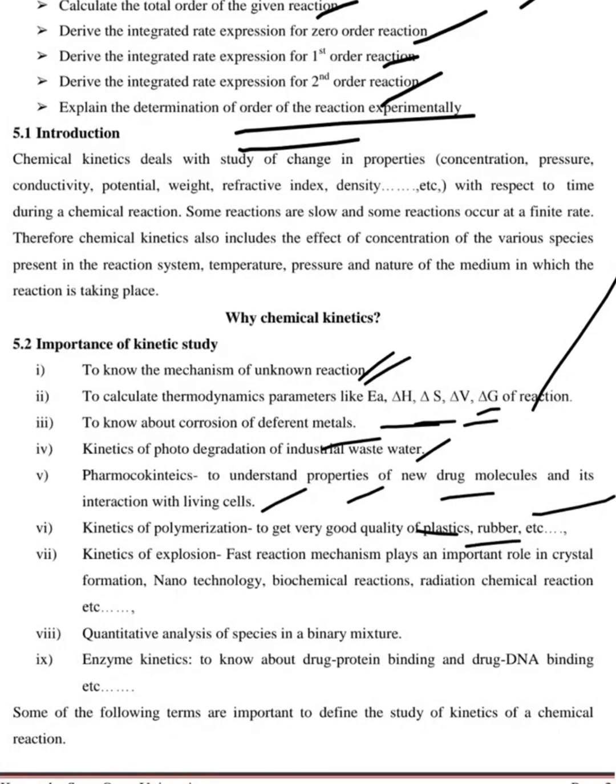Go through that. And the last one, which is also very important, is enzyme kinetics, to know the drug protein binding. You are going to identify the drug interaction with the protein. Protein is nothing but amino acids. It has interaction with the drug molecule. And also drug and DNA binding interaction. Using chemical kinetics, we are going to identify the binding interaction. And these are the important terms for today.